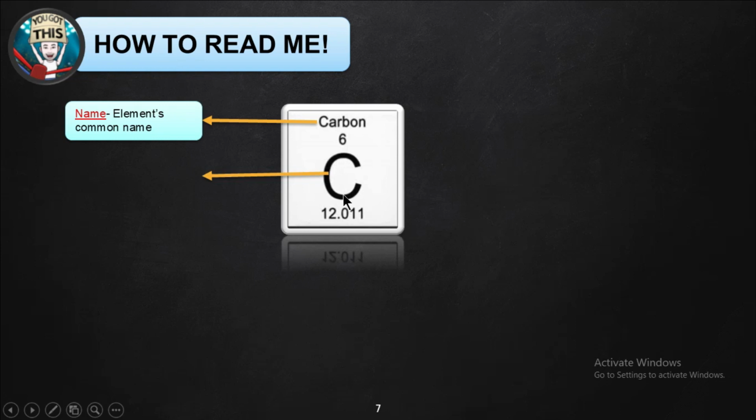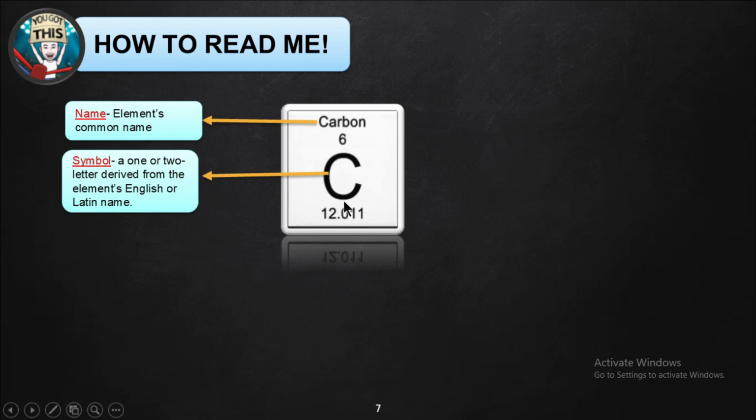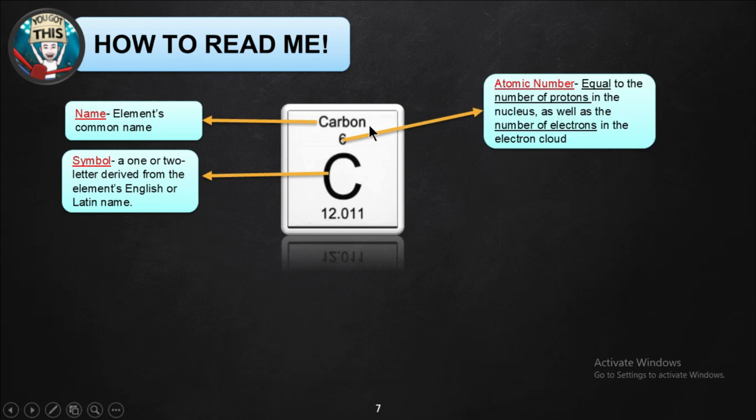Next is this one, itong capital letter C, that is what we call symbol. Sa mga symbols naman, usually 1 or 2 letters yun na derive dun sa pangalan ng element. Pwedeng English yung name ng element or pwede naman Latin name. Sa case ni carbon, English yung name niya, kaya yung first letter ang kinuha. Next one is this, yung number 6. Number 6 here is the atomic number. So atomic number, that is equal sa number ng protons and number ng electrons nitong atom ng carbon na to.